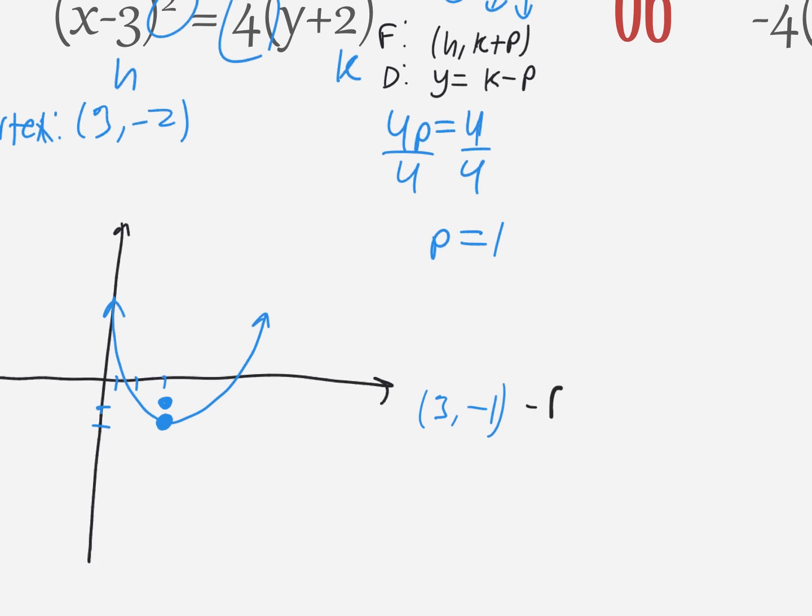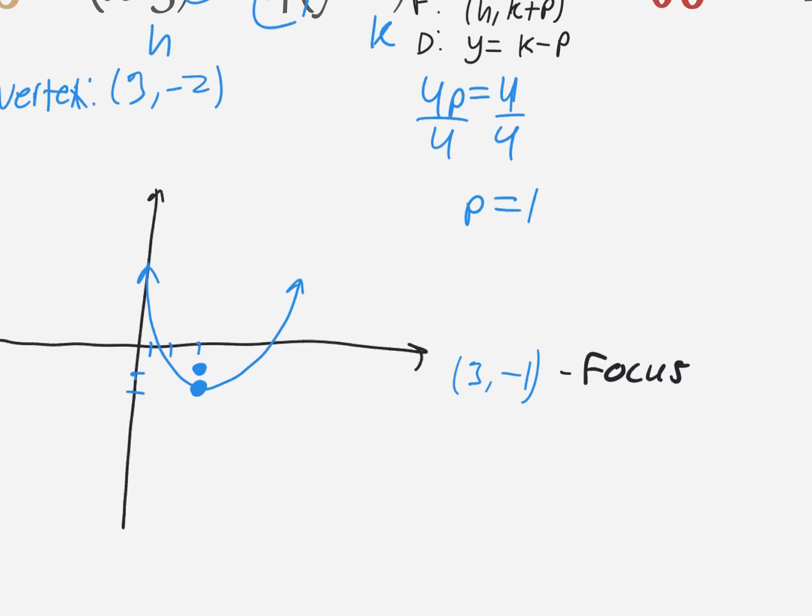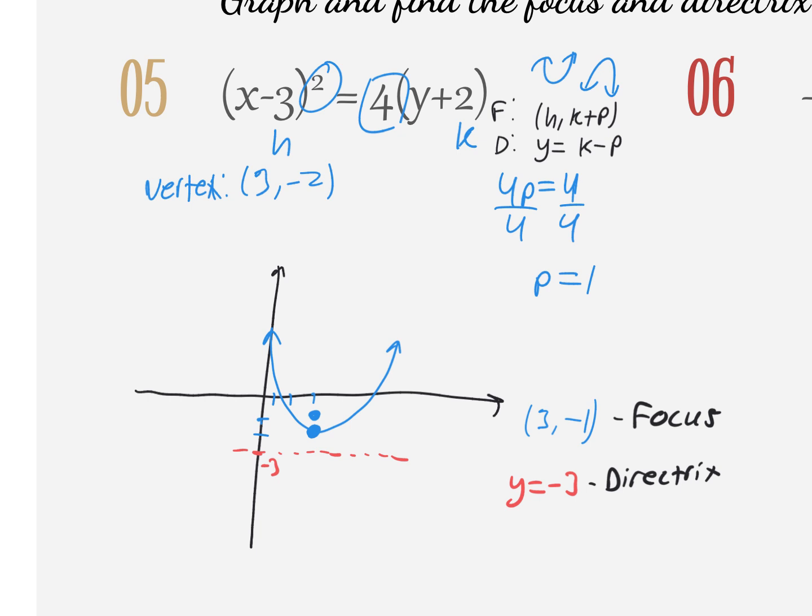So this, I'm going to say, is my focus. And then for my directrix, I go down 1 unit. If I go down 1 unit, I end up crossing the y-axis at negative 3. So we have y equals negative 3. That is our directrix. So what we do is from our vertex, go up or down, left or right, the appropriate amount of units and use that number as your focus and directrix.